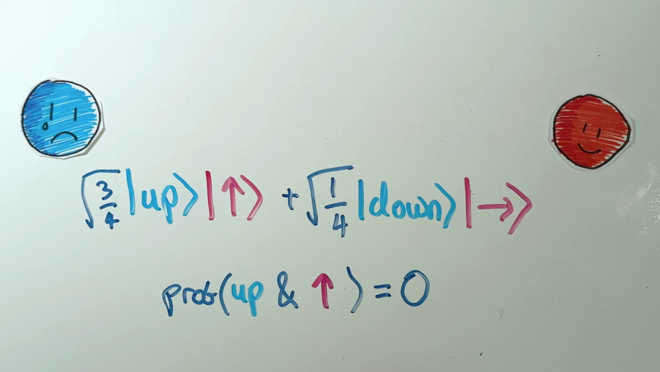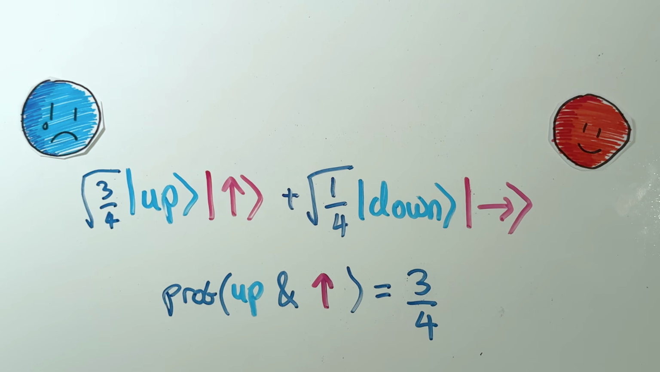On the other hand, what's this probability? Well, for this, we just have to find a part of the state that matches up with these outcomes. So it's this coefficient mod squared. What this means is that when Alice and Bob come back together and they talk about their results, 3/4 of the time it will happen that Bob has gotten up and Alice has gotten vertical.